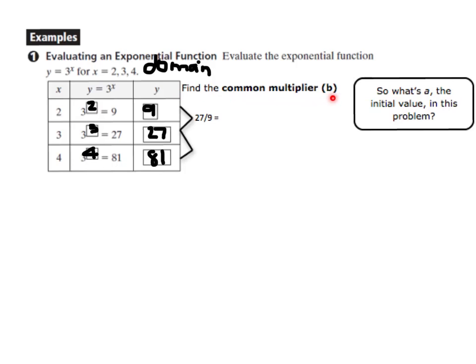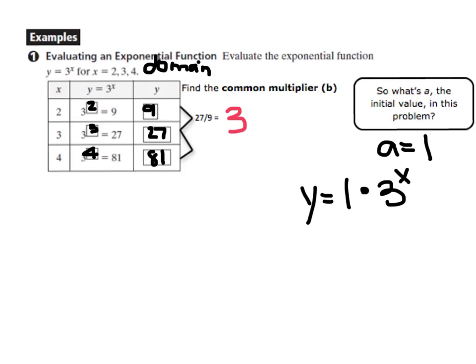So now let's find what the common multiplier is. So notice we're going to take 27 and divide it by 9, and we get 3. And so what that tells us is that's our b value, which notice you can actually already see right here in the equation itself. So the question is now, so what's a, the initial value in our problem? Notice our a value would have to be equal to 1. So y equals 1 times 3 raised to the x power.